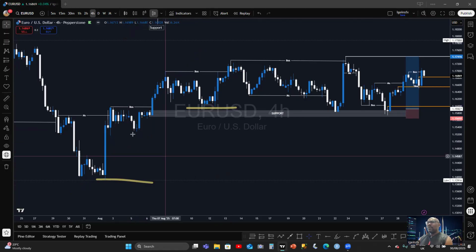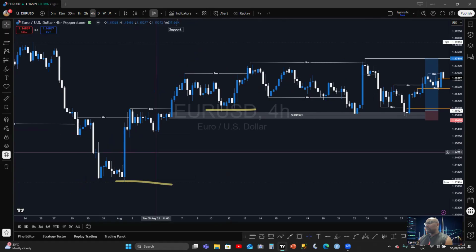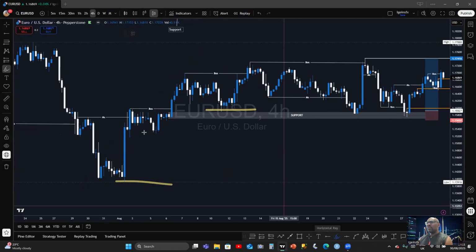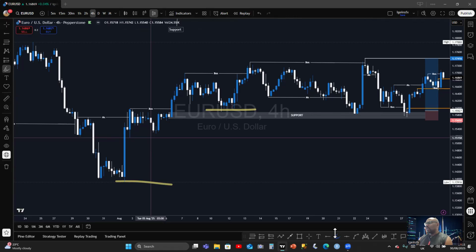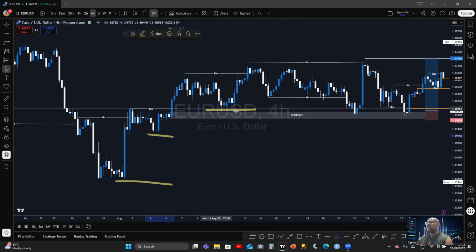A support level. This is a support level. All right, it's a support level. Look at it. This is a support level. And there's another support level. And here again, here is another block. All right, this is another block that caused a push to the upside.